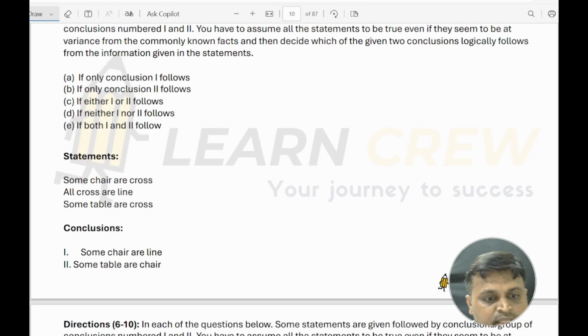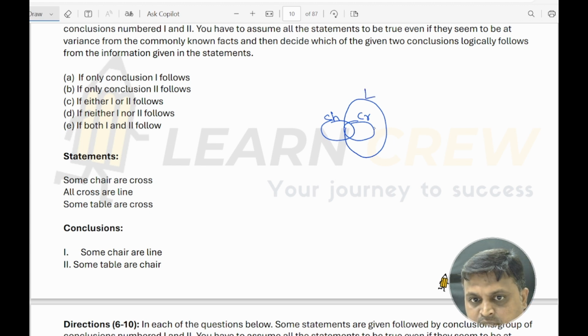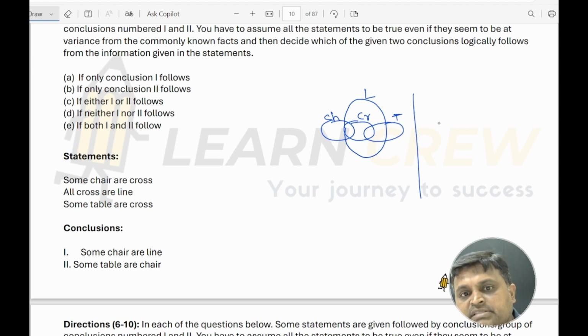Next. Some chairs are cross. All cross are line. Some tables are cross. So here I can take all in one circle: chairs, cross, table, line, because all are positive statements.